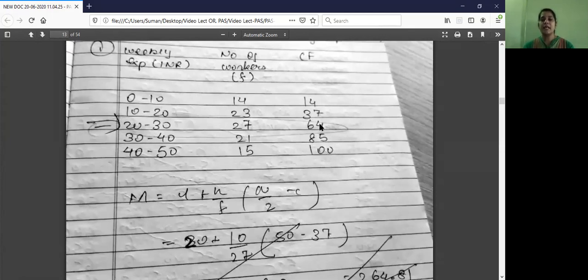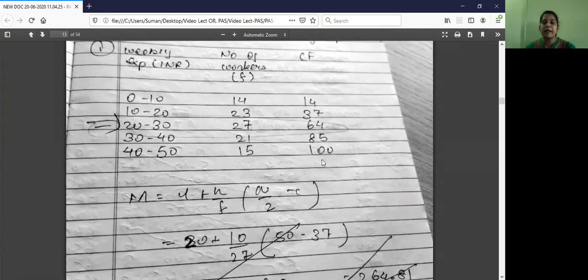If our CF is in descending order, that means this type of frequency distribution is the greater than type. So our formula is median is equal to L plus H upon F times n by 2 minus C. Okay, so what is our median class? Here capital N is equal to 100. See here, the last value of the CF column is 100. This value is capital N, summation F. So capital N is 100.